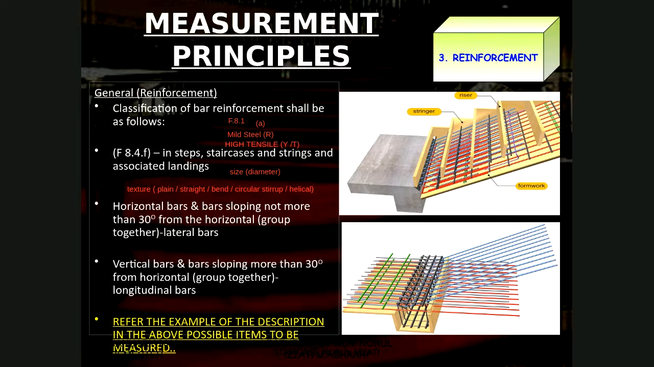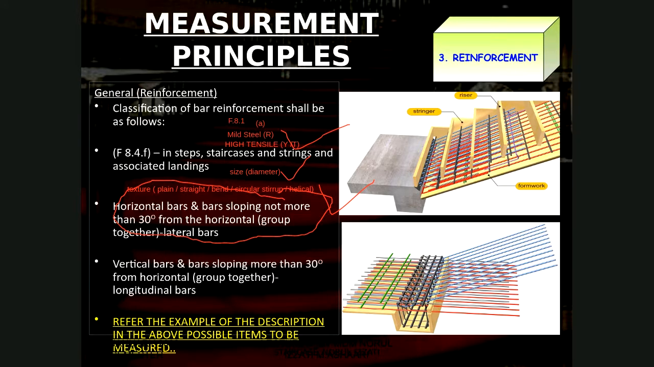I guess all of these have been mentioned in your measurement one, but this is like a recap because we have to measure all of these in different elements. Principally, the rules of measurement are similar. You have to refer to kind and quality, that means either mild steel or high tensile. You have to refer to the size. You have to refer to the texture. This may be applicable in your previous measurement and may not be applicable before.